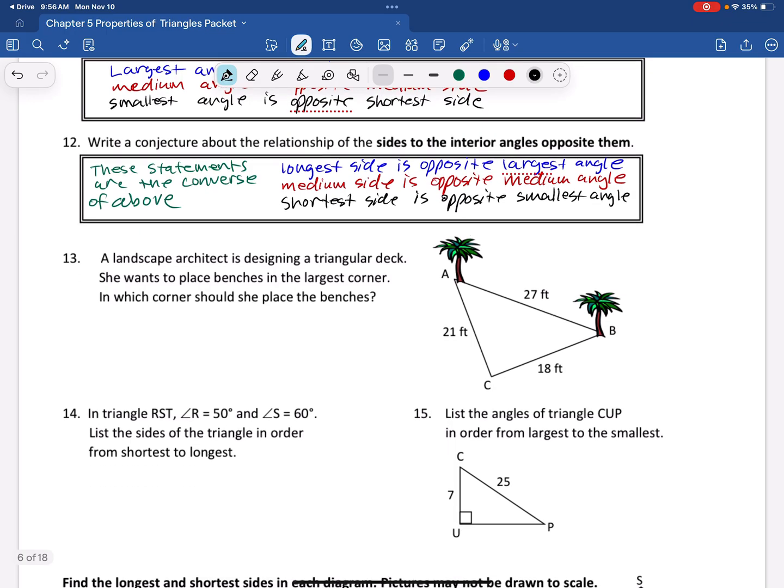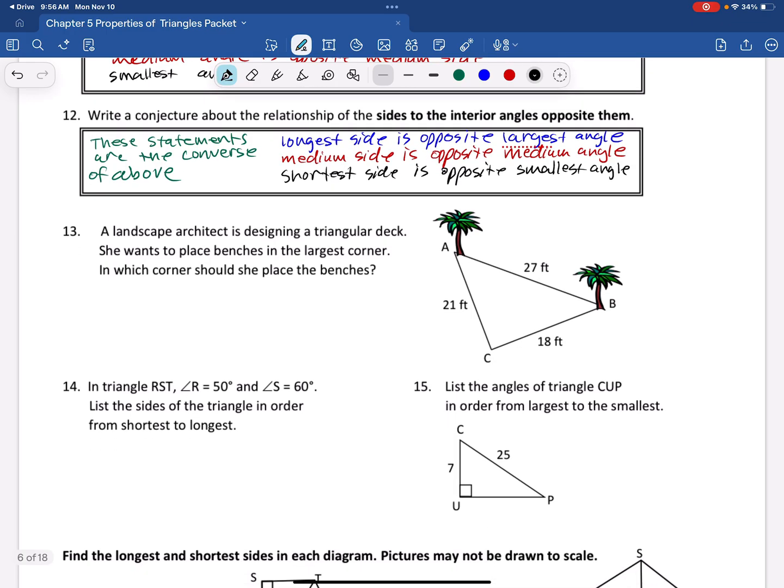Okay, so here we go. A landscape architect is designing a triangular deck. She wants to place benches in the largest corner. In which corner should she place the benches?